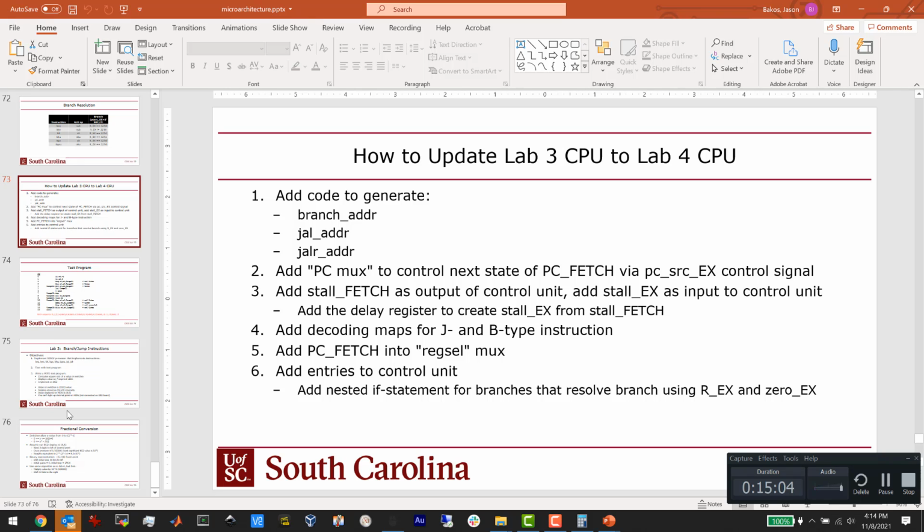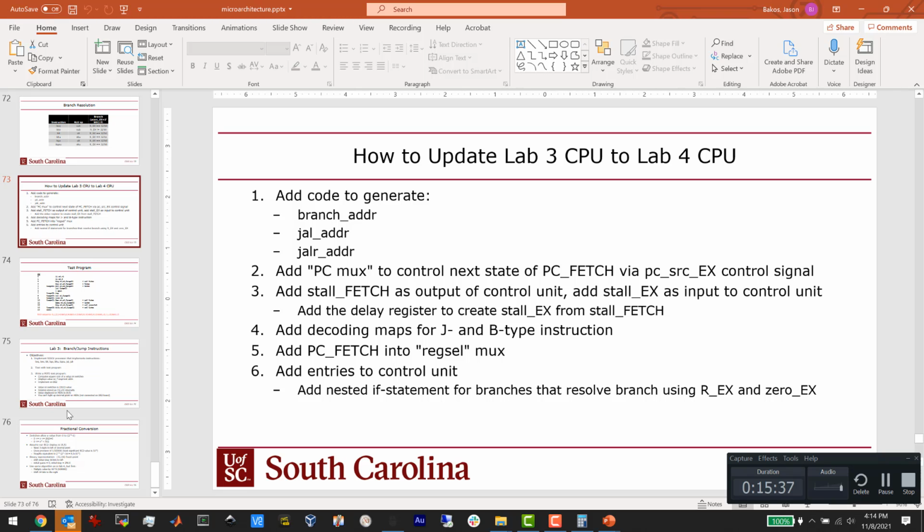So specifically, how do you update Lab 3 to Lab 4? As you know, Lab 3 was a lot of work. Lab 4 shouldn't be as bad because there's really just 6 things that you need to do. You need to calculate these branch and jump and link addresses. I mentioned in class last time that the way you calculate the target of the branches and jumps depends on which instruction format you've got. So we have 3 different instruction formats.